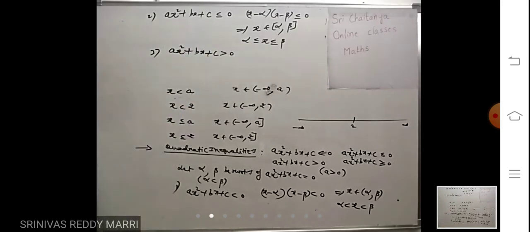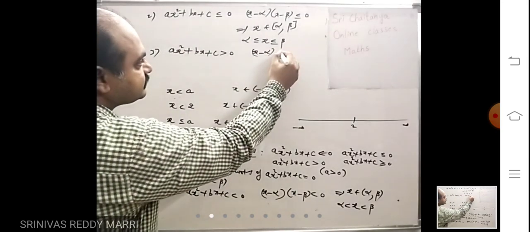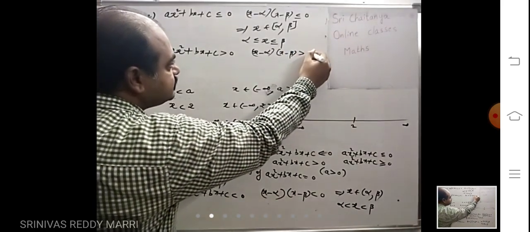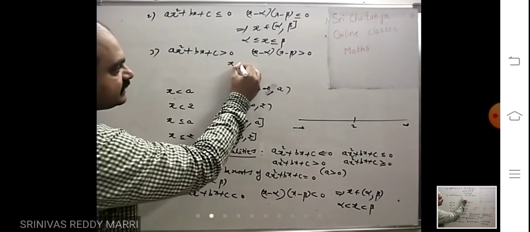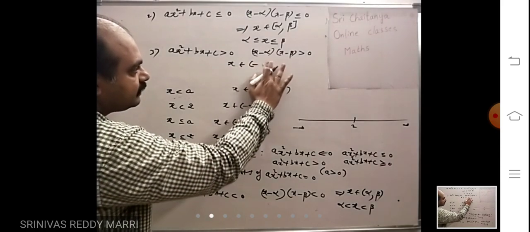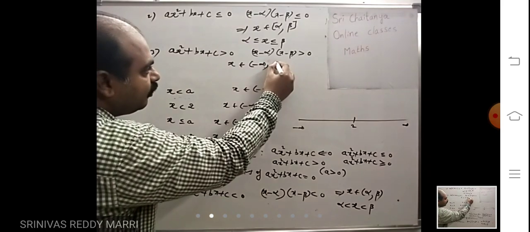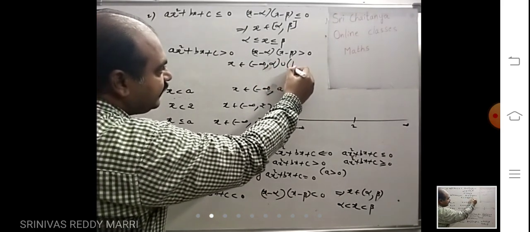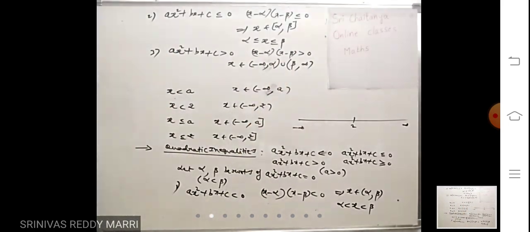Greater than 0. This we will factorize. Greater than 0. That means the answer is minus infinity, comma, open alpha, union, beta, comma, infinity. Look at what I am writing. This is the answer.